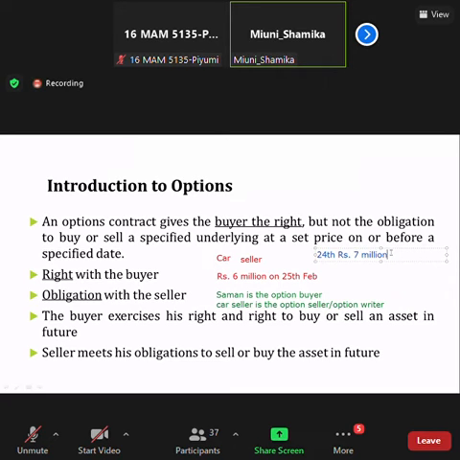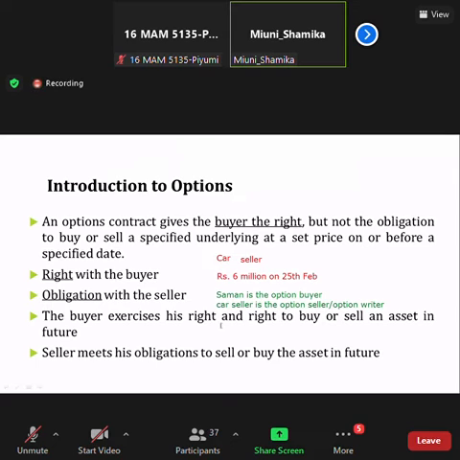He cannot say like that. He has an obligation to sell the car at 6 million if you ask for. If you say you are exercising this, then the car seller, who is someone, right? Car seller has an obligation to sell the car to someone, and someone has a right to buy or not buy this car. They can buy it, or if not, they can stay without buying.